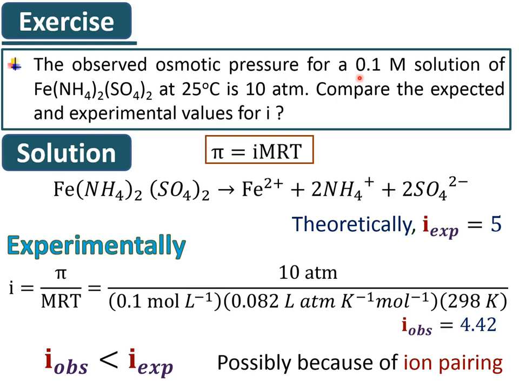So theoretically, we expect that the dissociation of 1 mole of the salt will give 5 moles of ions. But experimentally, the data indicated that this dissociation is not complete. So we will have something like ion pairing. This is one of the questions that gave information about the dissociation of salts. And from this information, you can calculate the percent of dissociation of the salt if you compare the theoretical value of the Van't Hoff factor with the experimental value.